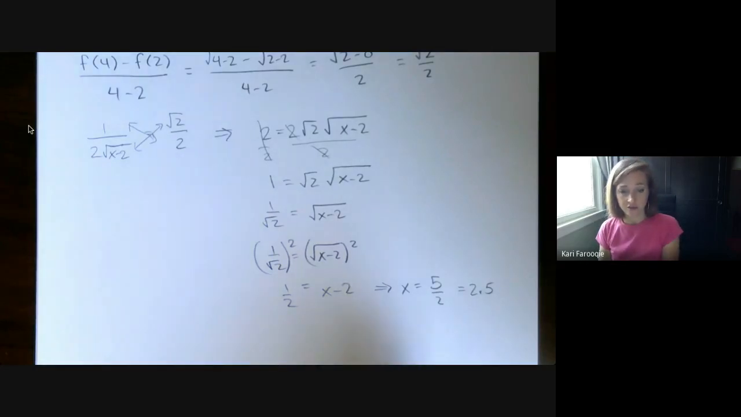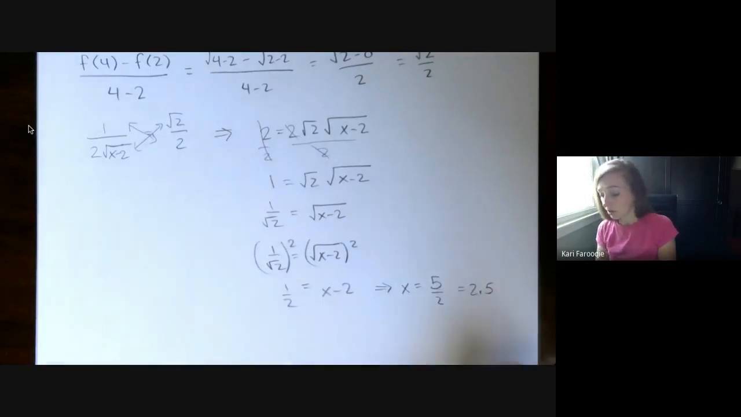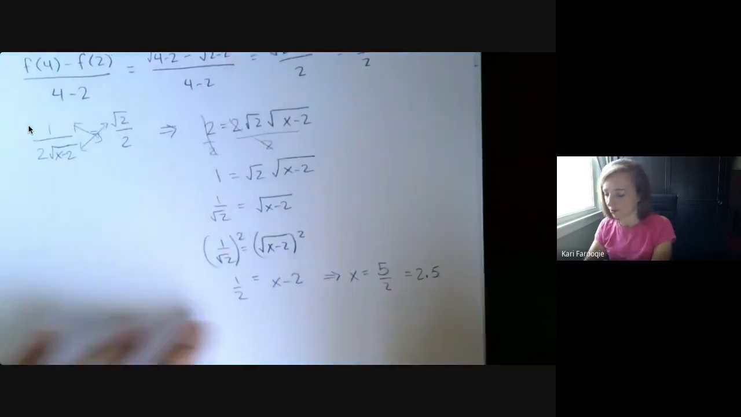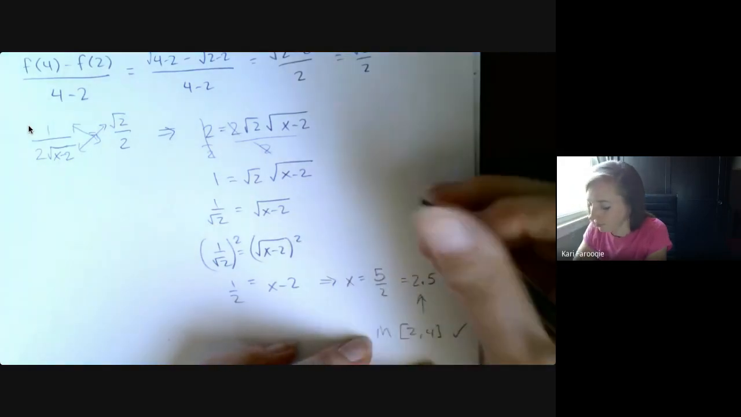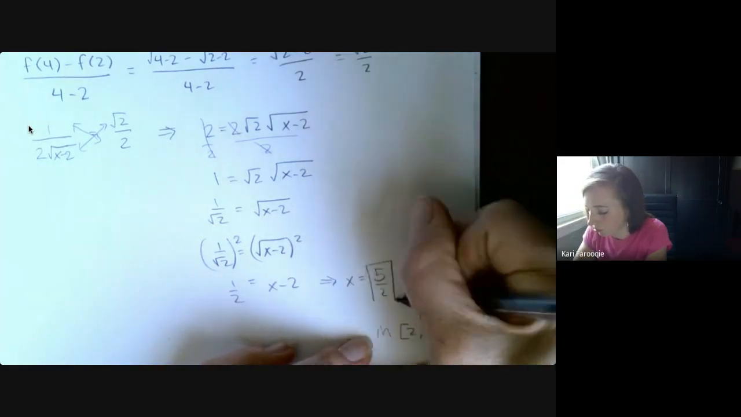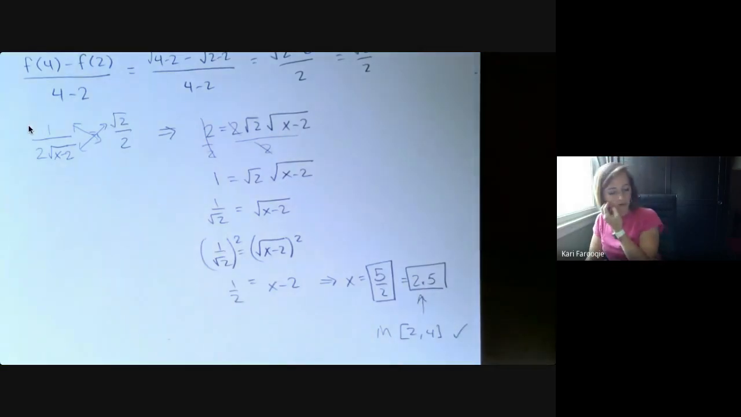All right, so this is the value at which our graph has a slope that is the same as the slope of the secant line from 2 to 4. Verify that this is in your interval, by the way. 2.5 is in the interval from 2 to 4. Check. There's your solution. Okay, that was the mean value theorem.